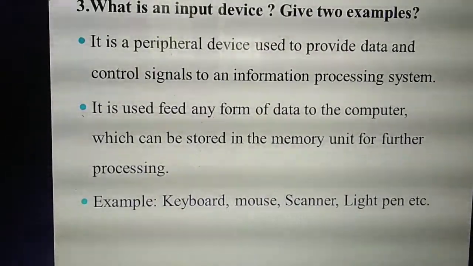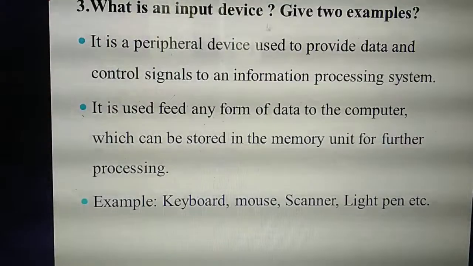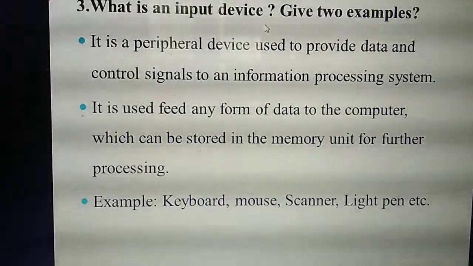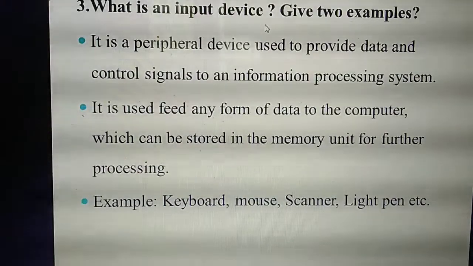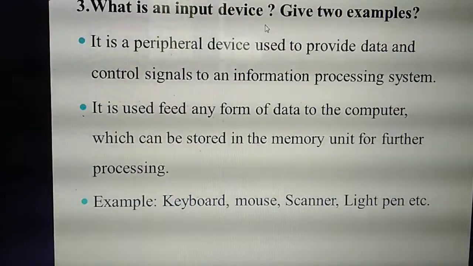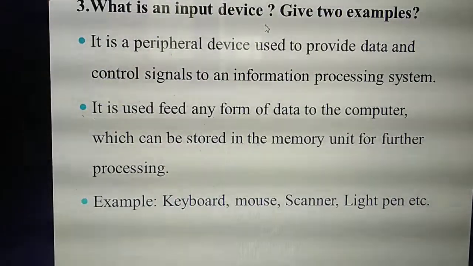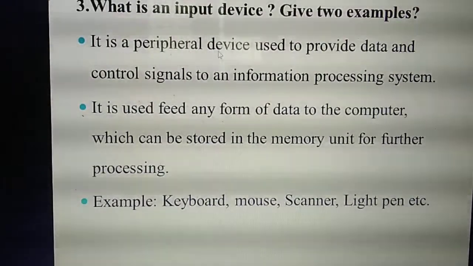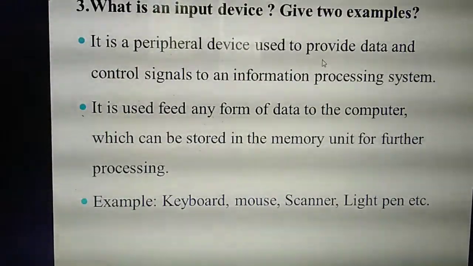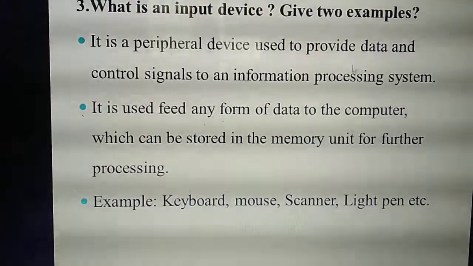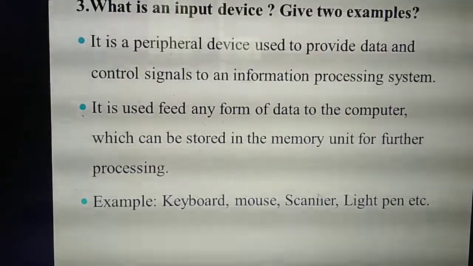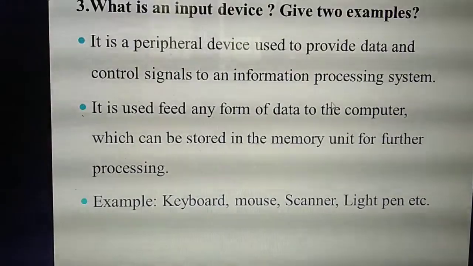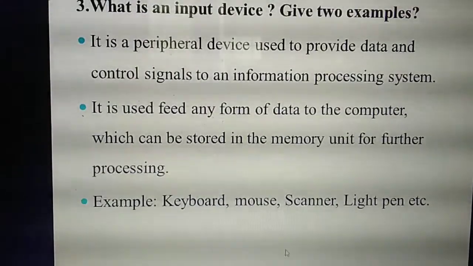What's the third question? Write it. What is an input device? Give 2 examples. Write fast. First point, it is a peripheral device used to provide data and control signals to an information processing system. Is it visible for you? Please write it fast. These 3 points you should write.